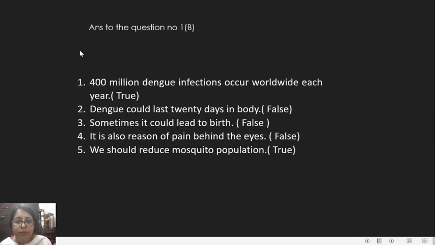True. 14 million dengue infection occurs worldwide each year. So this is true. Dengue could last 20 days. So false. Sometimes it could lead to birth. So this also false. It is pain behind the eyes. So this sentence is actually true. So you should write down here true, not false.